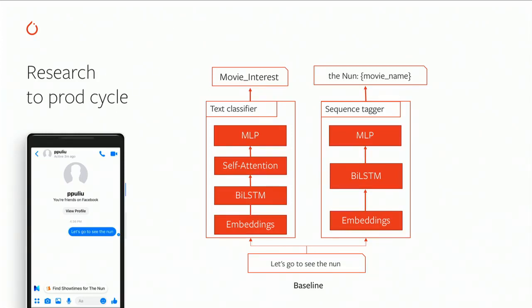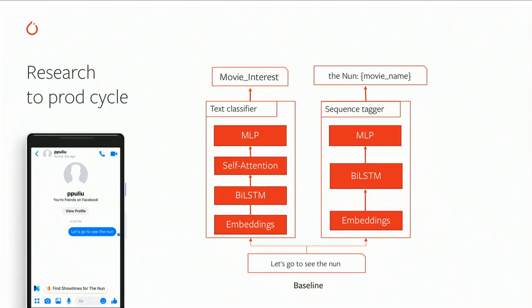to detect the intent of the user. At the same time, we need to get the arguments for this intent. The argument here is a movie name. So in order to show up this widget, we need to know what the movie name is. And for that, we use a sequence tagger, which is tagging each word in the sequence with some tag, and also uses a bidirectional LSTM.